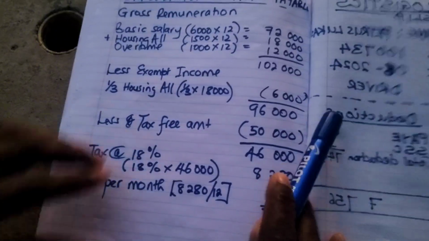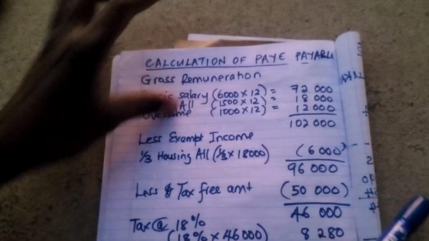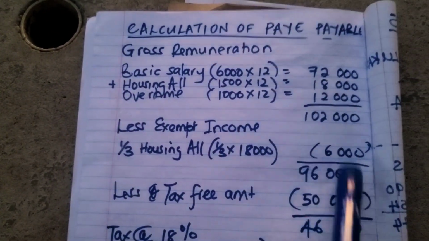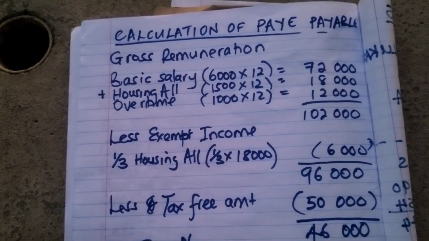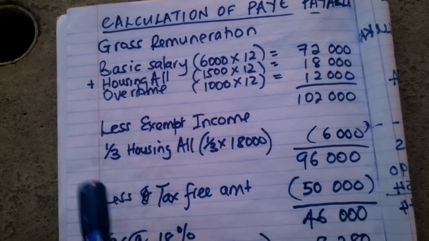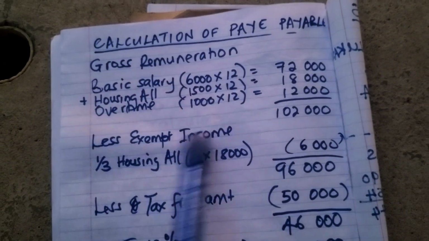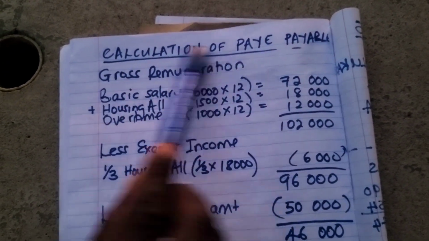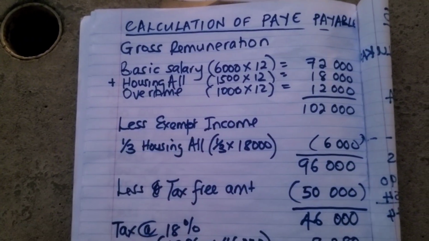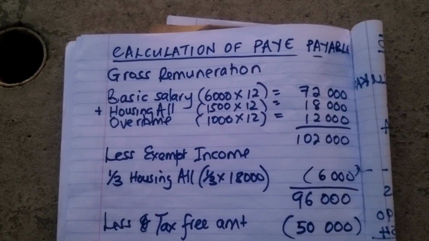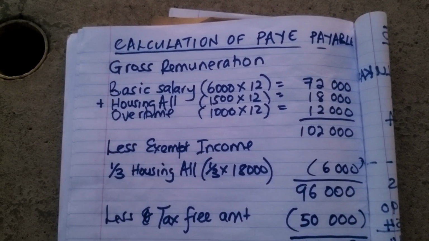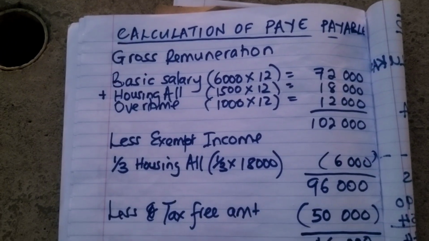So I turn over here to this page. Let's see how to calculate that pay as you earn for that month, which was $690. We start with calculating what is called gross remuneration. Gross remuneration is your total earnings for the whole month. Total earnings which is of an income nature.